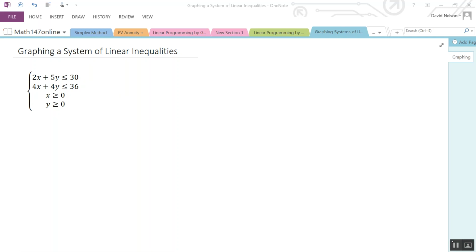2x plus 5y is less than or equal to 30. 4x plus 4y is less than or equal to 36. x is greater than 0 and y is greater than 0.